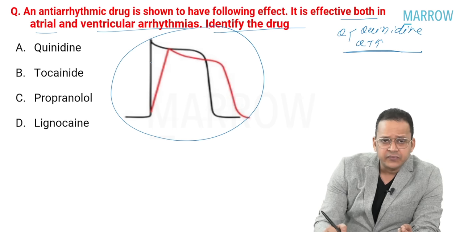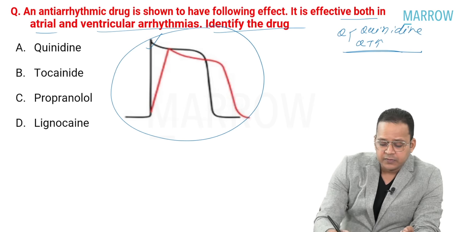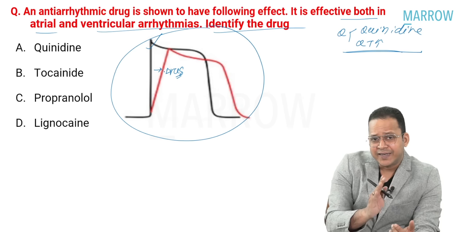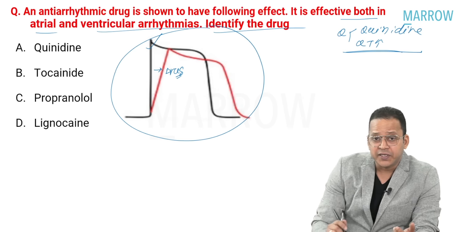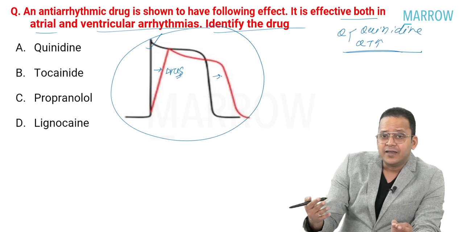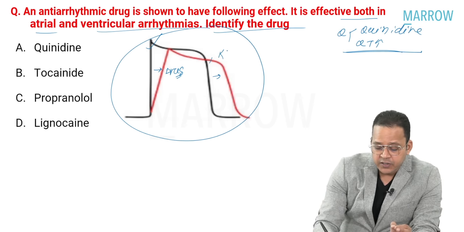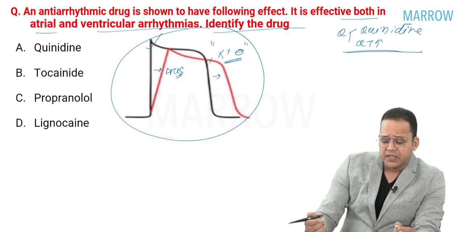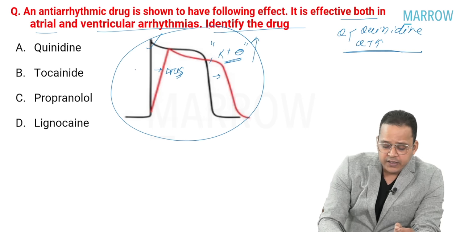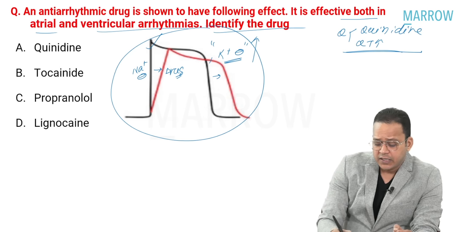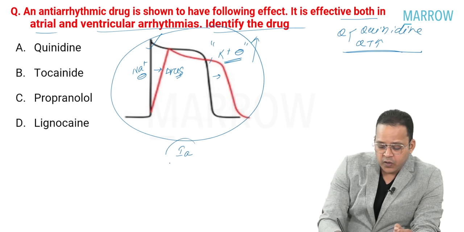See, after giving the drug, the red color, this is the normal graph. The red color is after I have given the drug. So after I give the drug, what happens? You can see here, there is a delay in depolarization. But most importantly, there is also a delay in repolarization. And that is because of potassium channel block. So a class of drug that causes significant potassium channel block as well as sodium channel block, that is because of delay in depolarization, this is characteristic of class 1A drug.